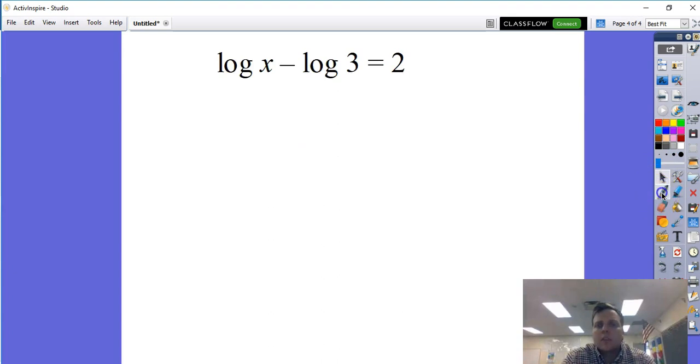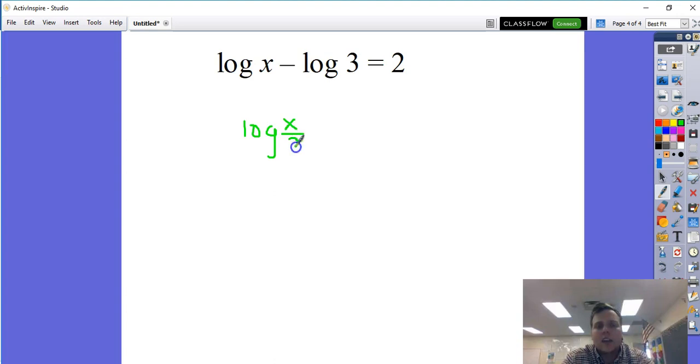Problem 2 says log x minus log 3 equals 2. The first thing I'd like to point out here is that the understood base is the number 10. Since there's not a base written, the base is understood to be 10. The next thing I want to point out is that you have 2 logs subtracting. Since you have 2 logs subtracting, you can make that 1 log, but now the inside guys are dividing.